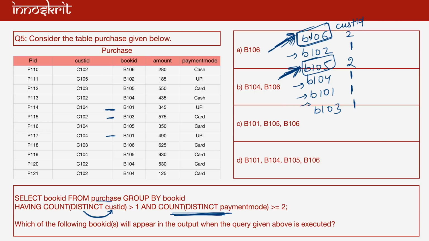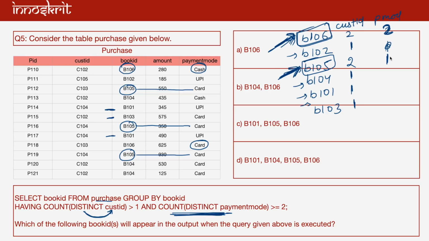Now let's check for the payment mode, whether the distinct payment mode is greater than or equal to 2 or not. Let's check B106 first. For B106, one is cash and another B106 is card. So we have 2 payment modes. So if I write the payment mode, this is actually 2. Now let's check for B105. For B105, this is card, this is card, and this is again card. So the payment mode is only 1.